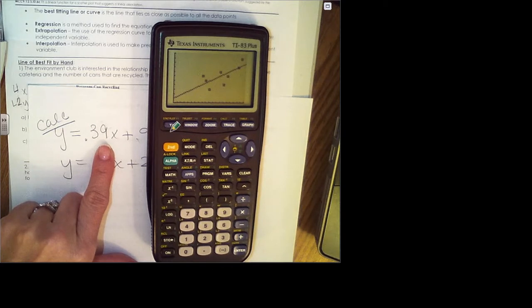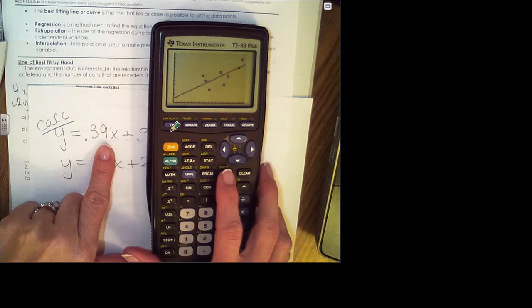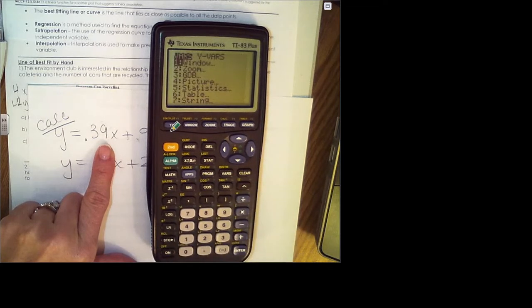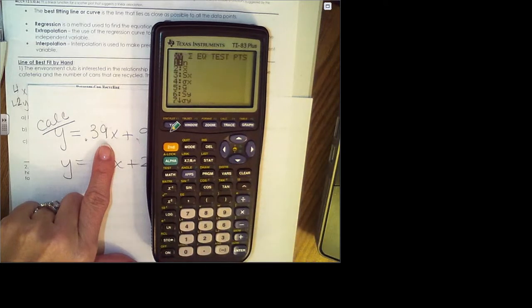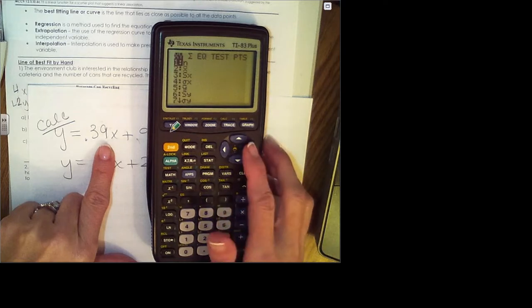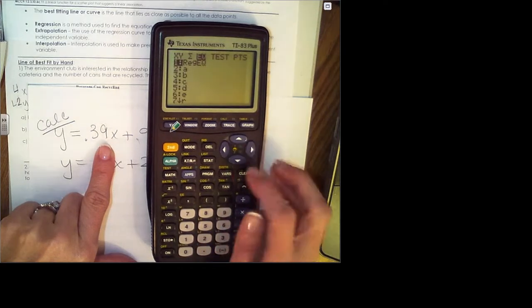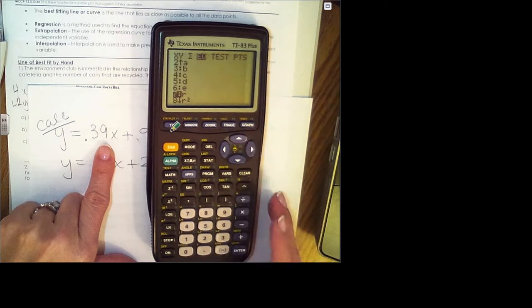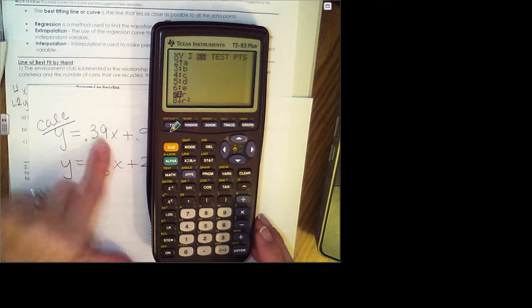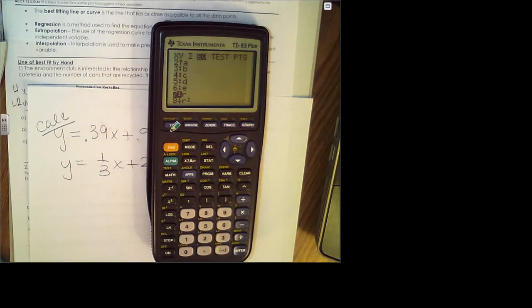Now, one other piece of information I want us to find is the correlation coefficient. So then what you're going to do is go to VARS. This is what we did today. I'm going to go down to statistics. I'm going to scroll over to EQ. And then if you see, all the way down at number 7 is r, and r stands, sorry about that, stands for correlation coefficient. And again, the correlation coefficient is how close the data items are to the line of best fit.